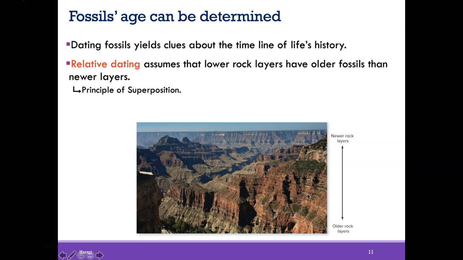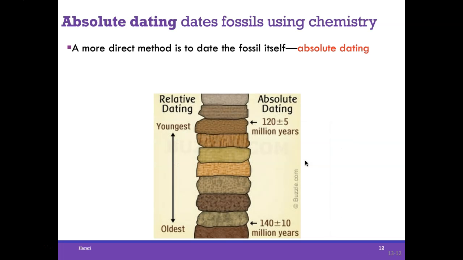So just by looking at different layers of rock, we can basically get a timeline of what happened first. And we can basically piece these pieces of evidence together to stitch together a story. But that's, again, not as direct as we want. So relative dating just places fossils in order from like oldest to most recent.